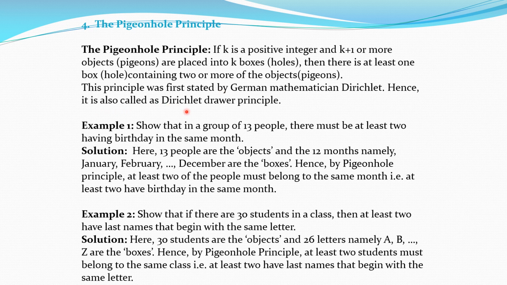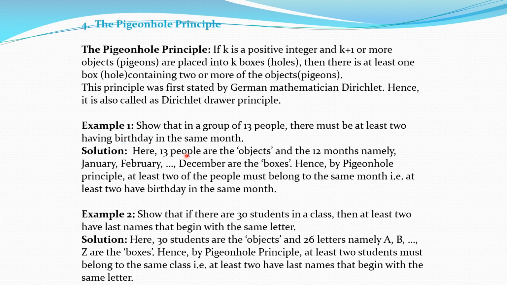So here we have taken 5 boxes and 6 objects. So the number of objects is more than the number of boxes. So we got one box containing 2 objects minimum. So this is nothing but the pigeonhole principle.